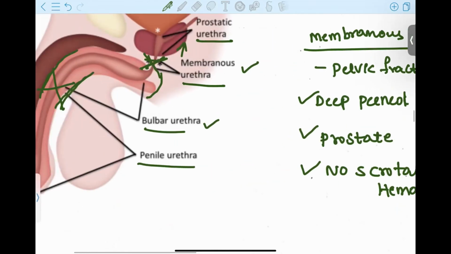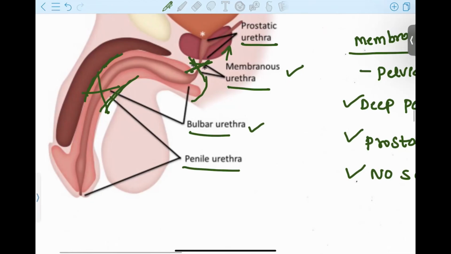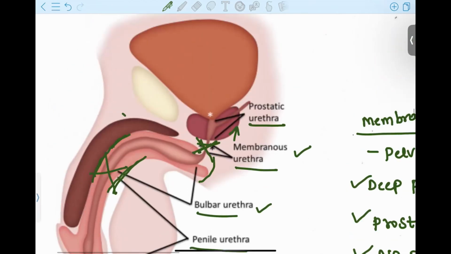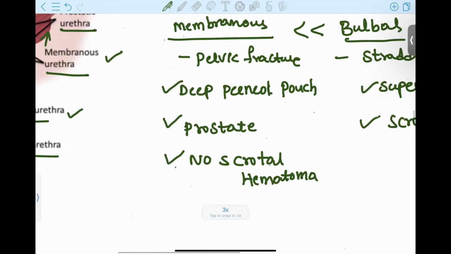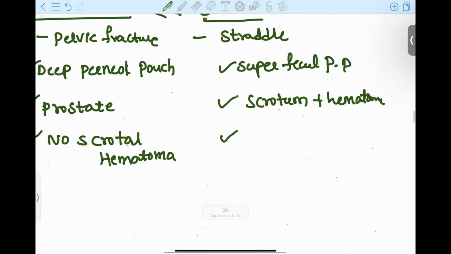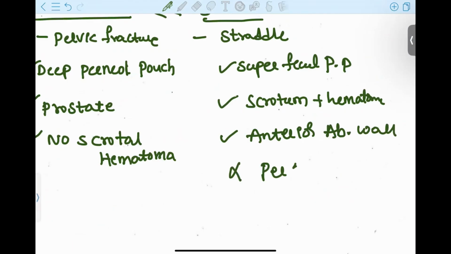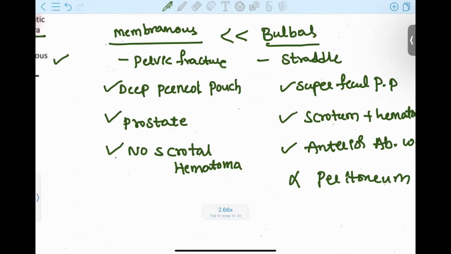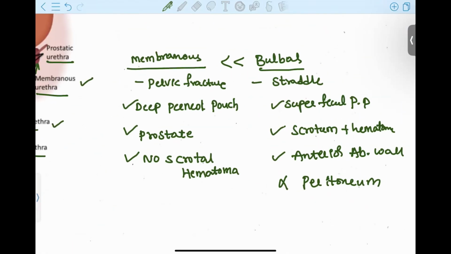So here you can see the Buck's fascia. The Buck's fascia is damaged, so it will go into the anterior abdominal wall. Does it involve the peritoneum? It does not involve the peritoneum. Okay, this is how you know which structure is involved and where the urine is going in urethral trauma.